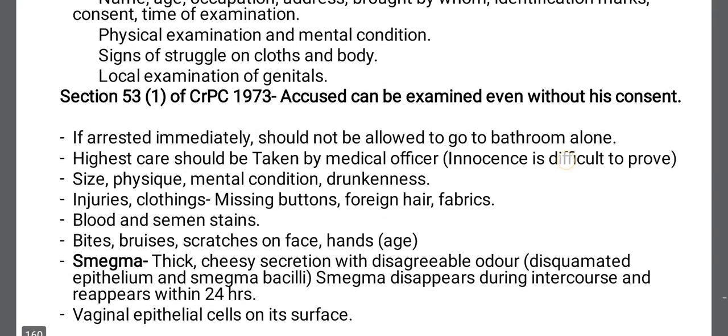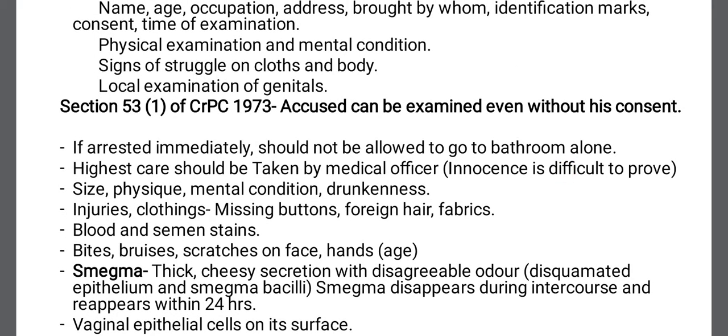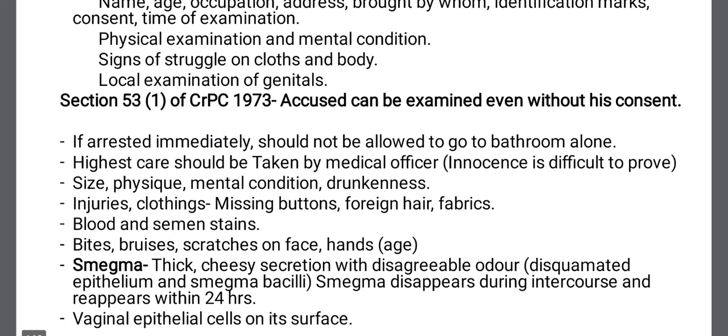If the person has been arrested immediately after the incidents, the person should not be allowed to go to the bathroom alone, because he can remove or he can destroy the important evidences from his body, from genitalia and all. Highest care should be taken by medical officers, because now this sentence in the bracket is very important. Innocence is very difficult to prove.